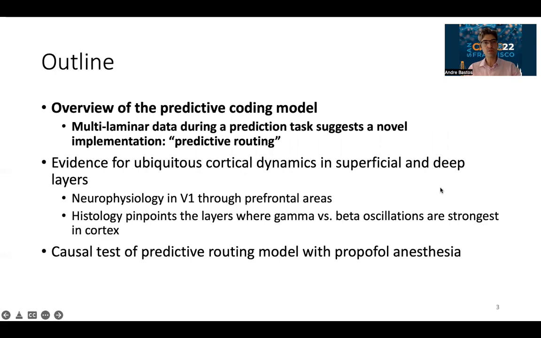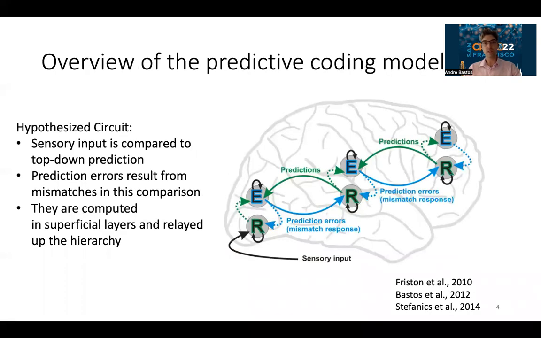But for now, let's launch into what does the predictive coding model actually say? Predictive coding basically says that there's a hierarchy of areas in the brain, and top-down connections from higher order to lower order cortex are involved in carrying predictions about what you're going to see next. When the sensory inputs arrive and match the predictions, then nothing needs to happen, which is a great way to save energy for the brain. But when there's a mismatch, then a prediction error computation takes place and is sent feed forward up the network. The hypothesized circuit is that these prediction errors occur in pyramidal cells in layer 2, 3, superficial layers, and are relayed up the hierarchy.